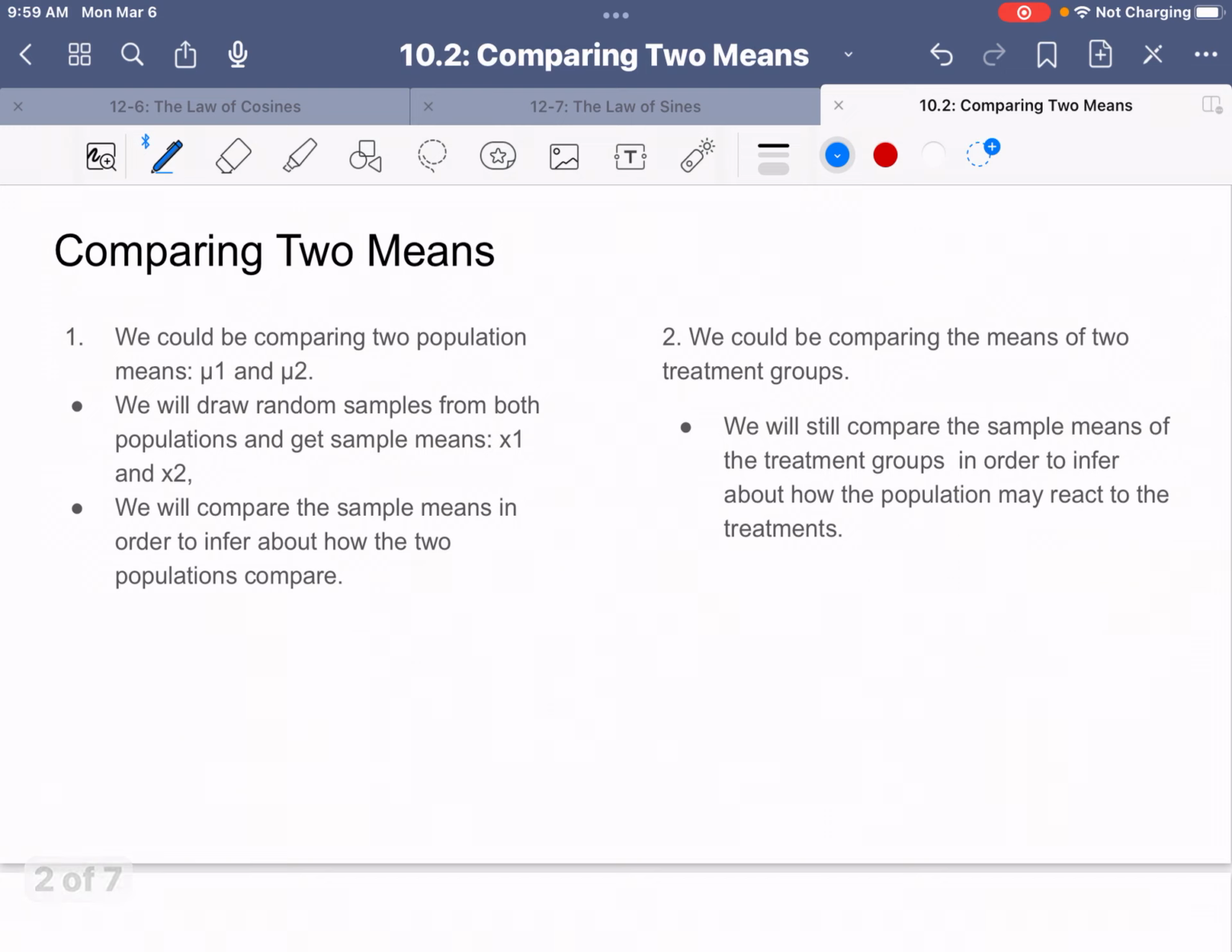So, when we say that we're going to compare two means, we could find ourselves in one of two different situations. We could be comparing two population means, mu1 and mu2, and if that's what we're doing, we'll draw random samples from both populations and we'll get x bar 1 and x bar 2. And we'll compare the sample means in order to infer about the population means. Or, situation number 2, we could be comparing the means of two treatment groups. We will still compare the sample means of the treatment groups in order to infer about how the population may react to the treatments.